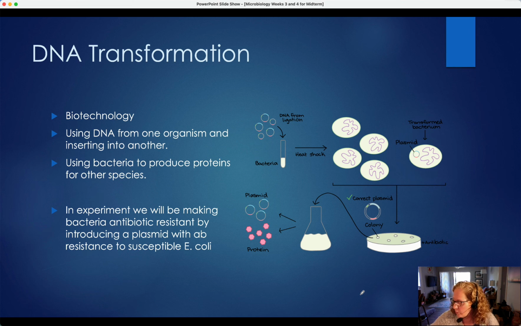These are two techniques you probably have learned about in lecture, and we do use them in the laboratory just to introduce some concepts in biotechnology and how microorganisms are an integral part of the biotechnology field. Now, the first experiment in DNA transformation, here we are going to use bacteria to actually produce some type of protein that is from another species.